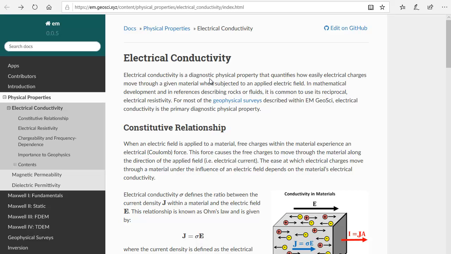So electrical conductivity is a diagnostic physical property that quantifies how easily electrical charges move through a given material when subjected to an applied electric field. Now, this is something that science really makes an effort to confuse people on.